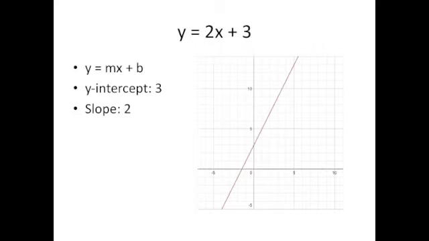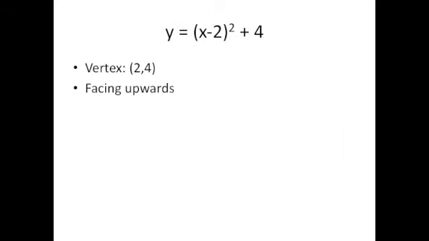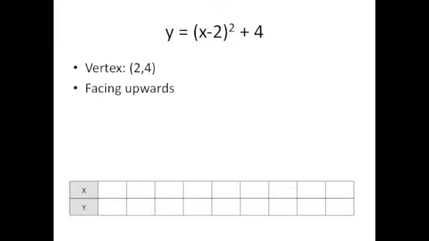Now we can graph the parabola. From the equation (x minus 2) squared plus 4, we know that the vertex is (2, 4), and the parabola is facing upwards. Now you can create an xy table in which you plug in numbers for x and solve for y to find specific points on your graph. For example, if you plugged in 4 for x, the equation would be y equals (4 minus 2) squared plus 4, which would make y 8 and would mean that (4, 8) is a point on the graph.